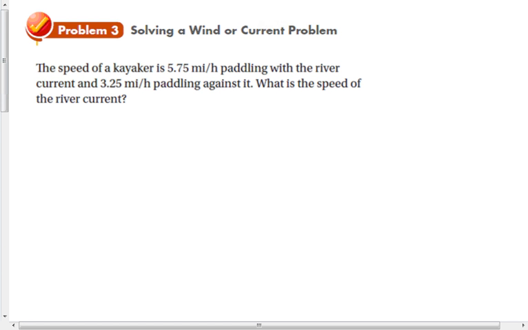All right, here's another problem that we can use a system of equations to help us solve. So it deals with trying to figure out what the current speed is and what the actual speed is of a kayaker. So if you check the speed of a kayaker and notice that they're going 5.75 miles per hour paddling with the river current and 3.25 paddling against it, what would be the speed of the river current? Okay, so let's let x equal our speed without the current, so just if there was no current at all, what our speed would be, and let y equal the speed of the current.